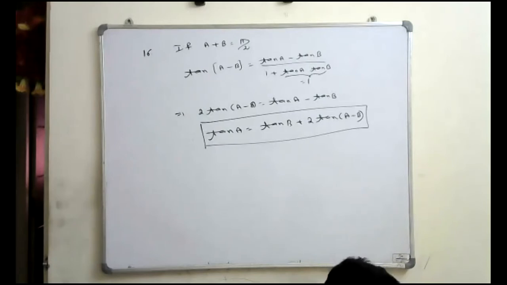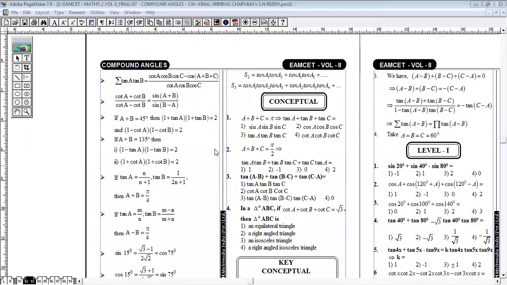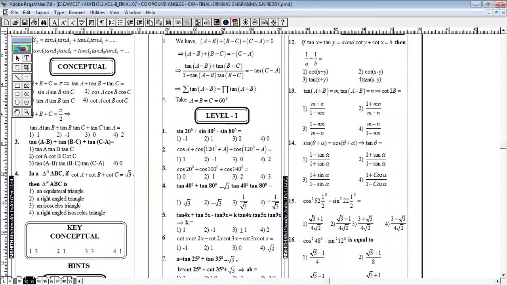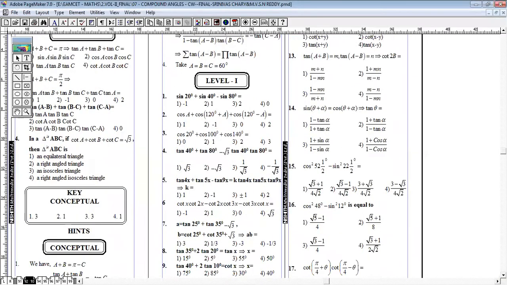Okay, so once observe these problems. Is the screen visible? Yes, sir. Okay, so look at the level 1 problems. Look at the first problem: sine 20 degree plus sine 40 degree minus sine 80 degree is equal to how much?